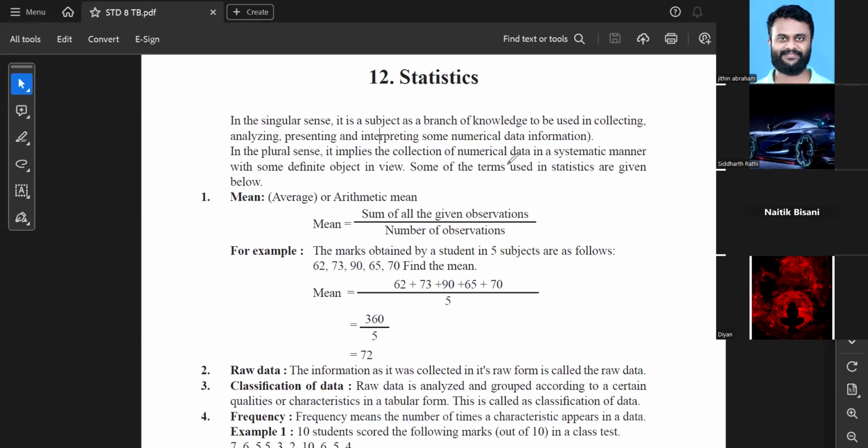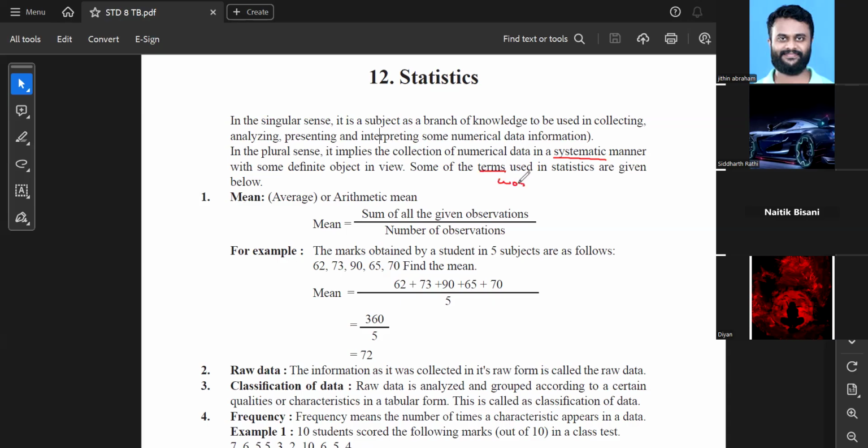In plural sense, it implies the collection of numerical data in a systematic manner with some definite object in view. जैसे मैंने ऑलरेडी बोला, हमको पहले से ही पता होना चाहिए कि हम किस चीज के लिए कलेक्ट कर रहे हैं. Why are we collecting? We should know. Then only we can do the calculations according to them. Some of the terms used in the statistics are given below. So, while learning about statistics, you need to know certain terminologies, terms, words.